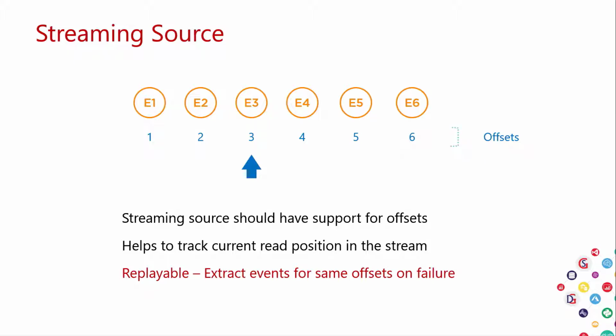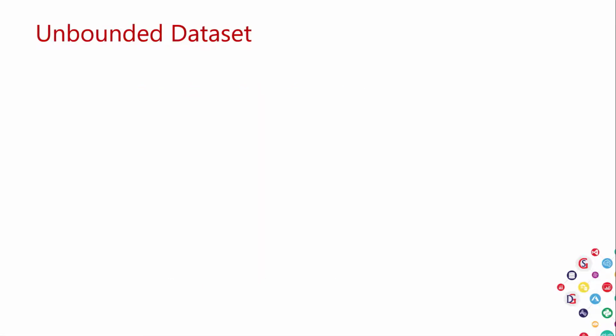All right, makes sense, everyone? So that is the first component, which is the streaming source. The next component here is the unbounded data set. So what exactly is an unbounded data set?